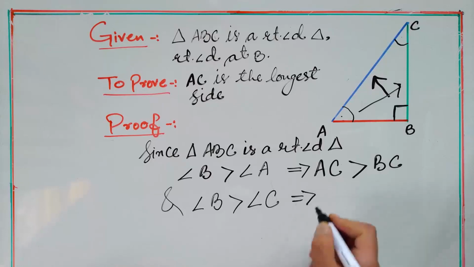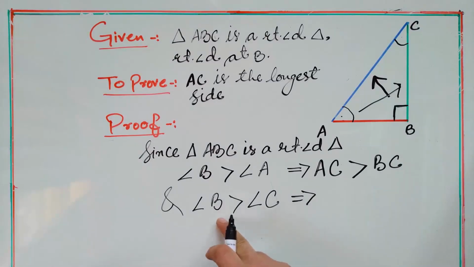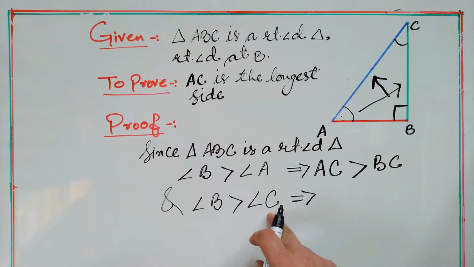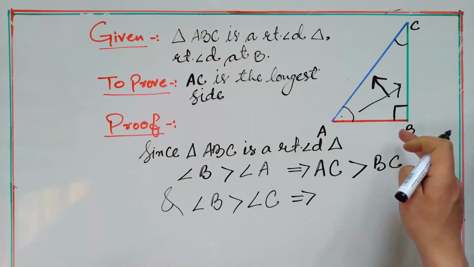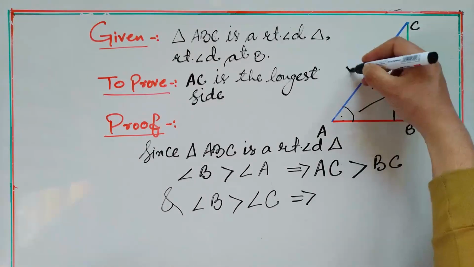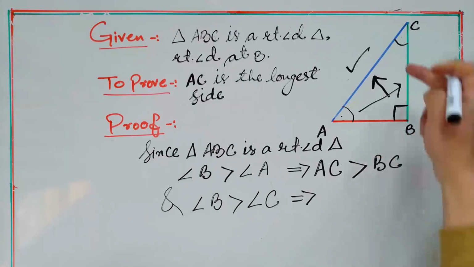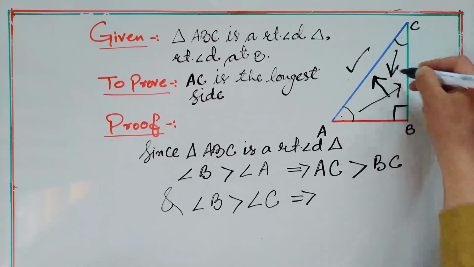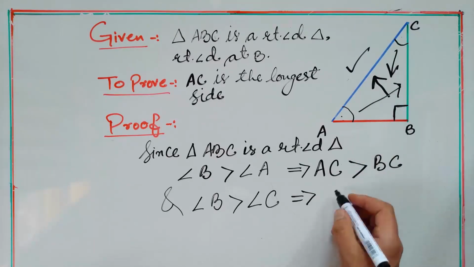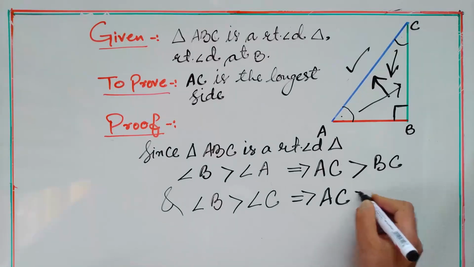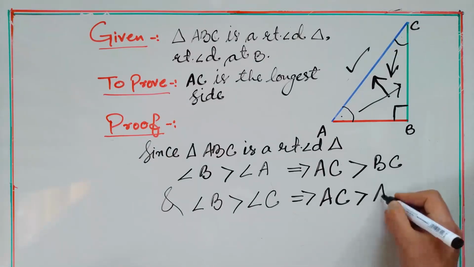Also, this result can be put as angle B is greater than angle C. So this gives us the side opposite to B will be greater than the side opposite to angle C. So the side opposite to B is which? Yes, it is this AC again, and the side opposite to angle C is AB. So I can write down this as AC is greater than AB.